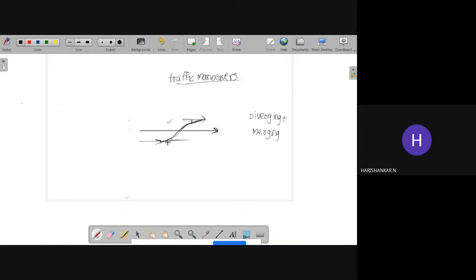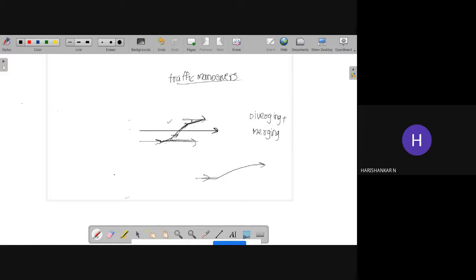Okay, I hope it's clear. Here what you have done is you have diverged. From this path you have diverged to this direction, and here you have merged with this path. So in this way you can weave. This kind of motion is known as weaving.